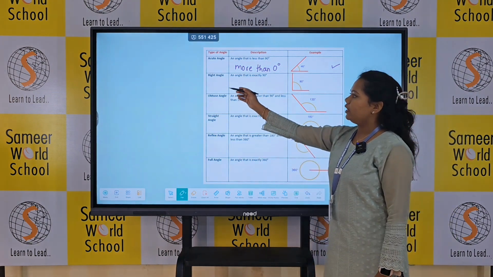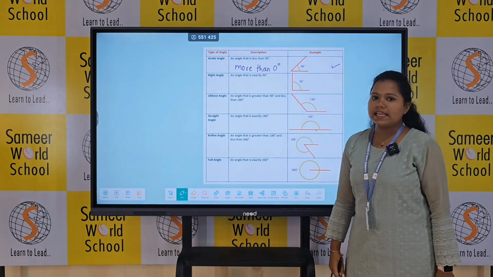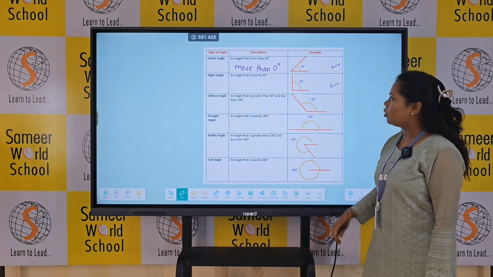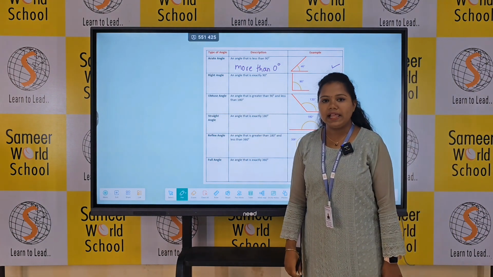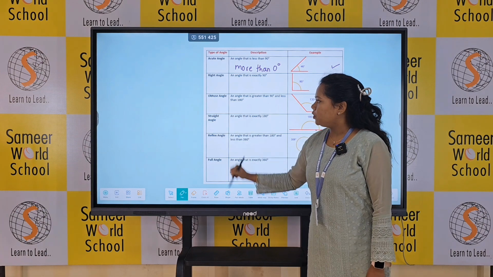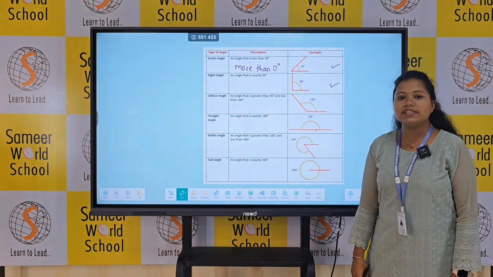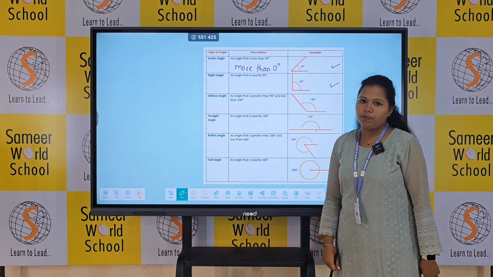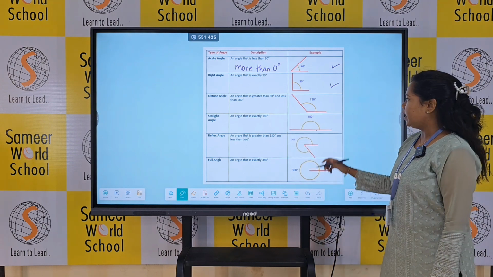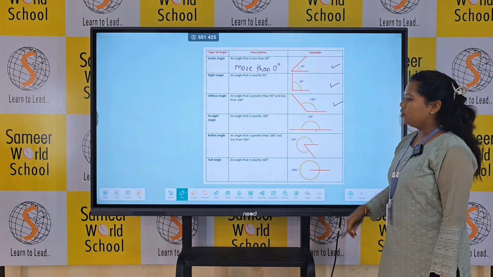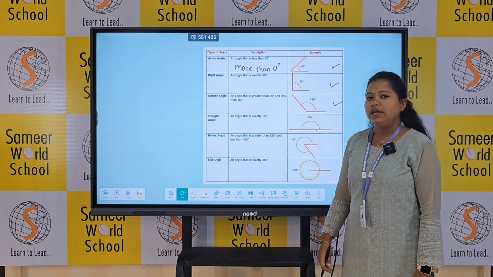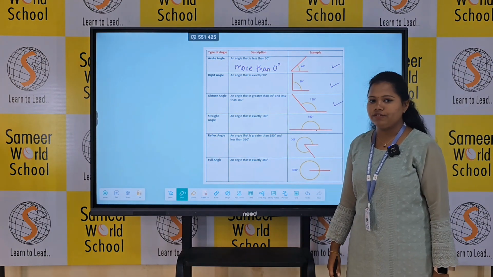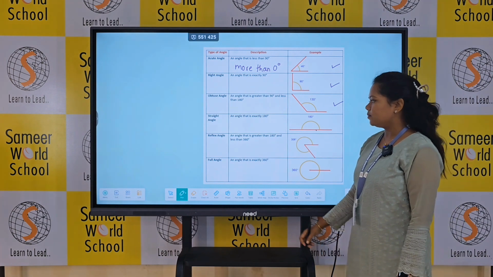The second type is right angle. Right angle is exactly measuring 90 degree. So over here we are having the right angle. We can observe the right angles are having L shape. Next is obtuse angle. An angle which is greater than 90 degree and less than 180 degree is called the obtuse angle. So over here we are having 130 degree angle, which is an example of obtuse angle. In the same manner we can take 120, 170, 155. These are also obtuse angles.